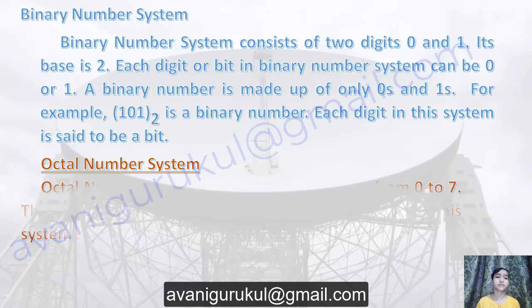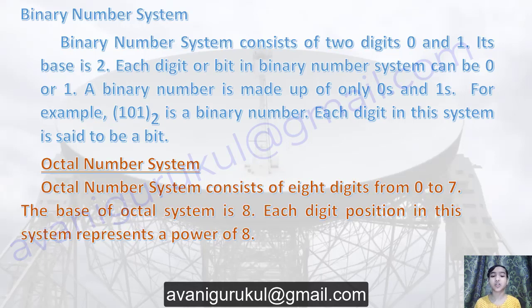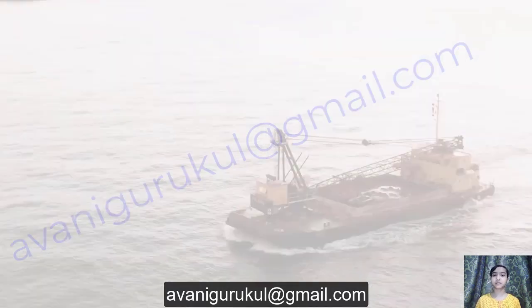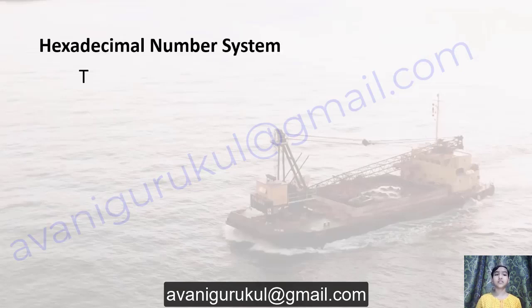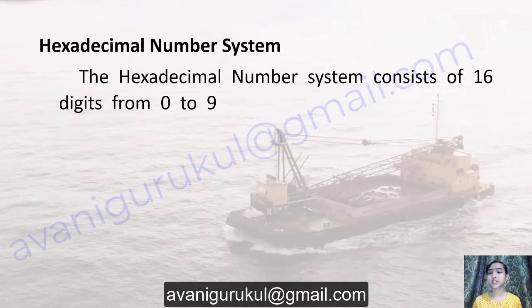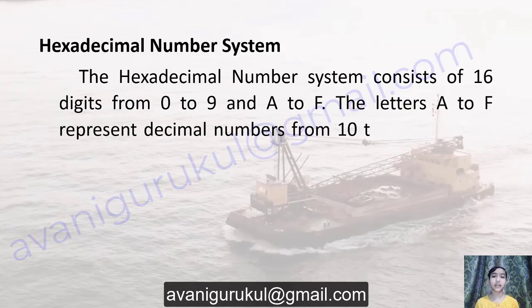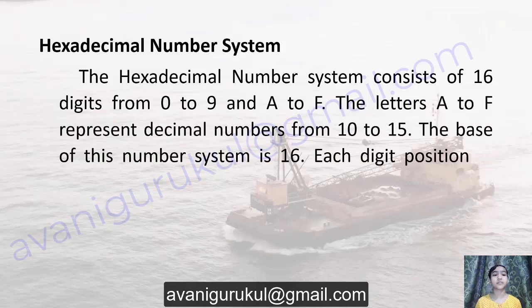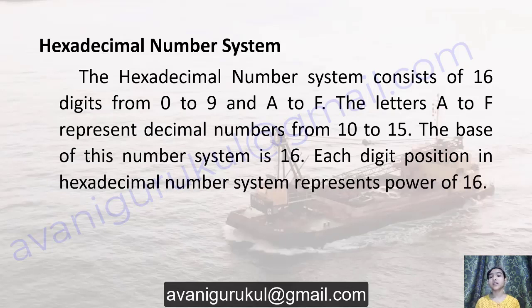Octal number system. Octal number system consists of 8-digit numbers from 0 to 7. The base of octal system is 8. Each digit position in this system represents a power of 8. Hexadecimal number system. The hexadecimal number system consists of 16 digits from 0 to 9 and A to F. The letters A to F represent decimal numbers from 10 to 15. The base of this number system is 16. Each digit's position in hexadecimal number system represents a power of 16.